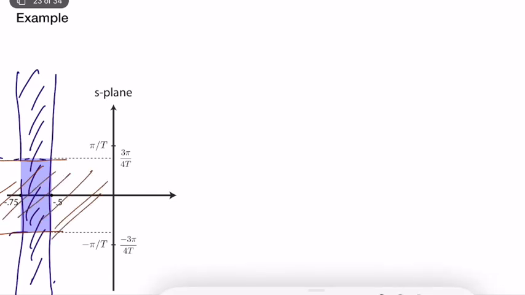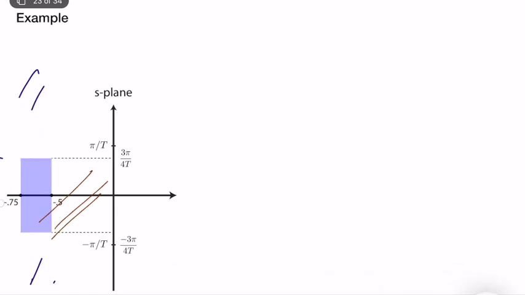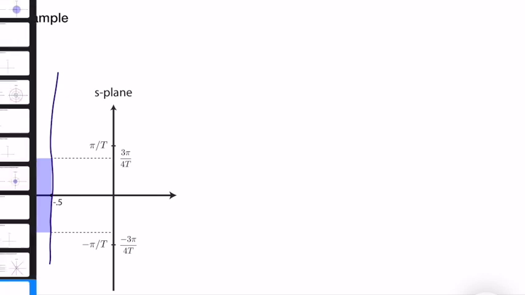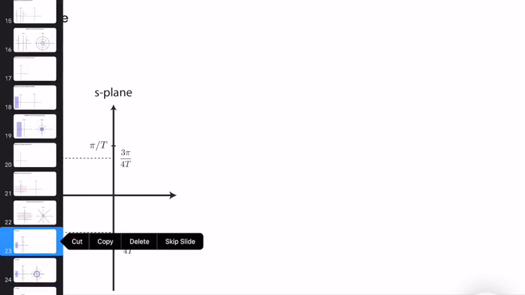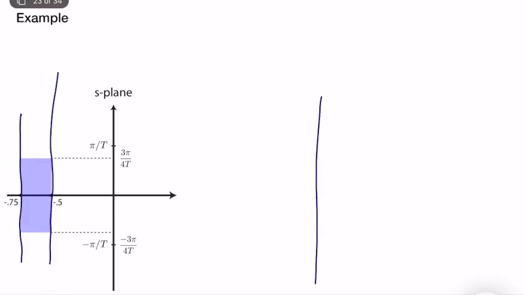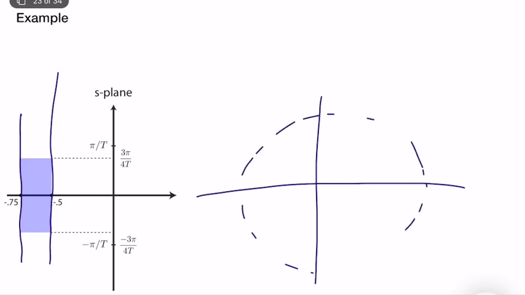Let's start with the first one. What I have is two lines on the real axis. Moreover, they are in the stable part. So I know that I will stay strictly inside the unit circle. This is important. This is good. I will stay in the unit circle.